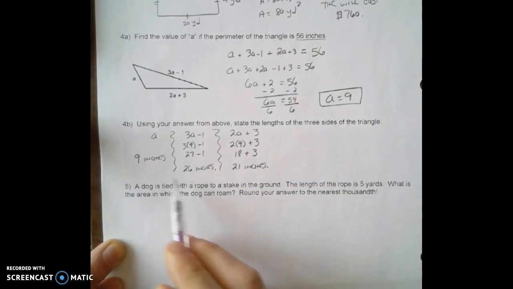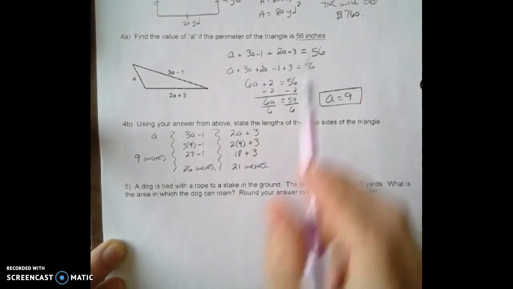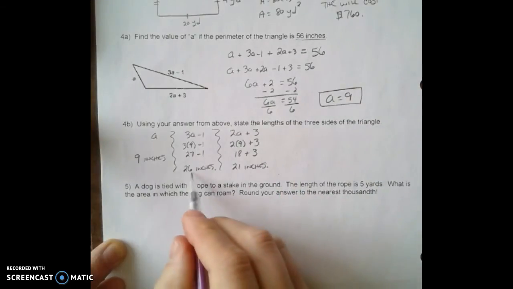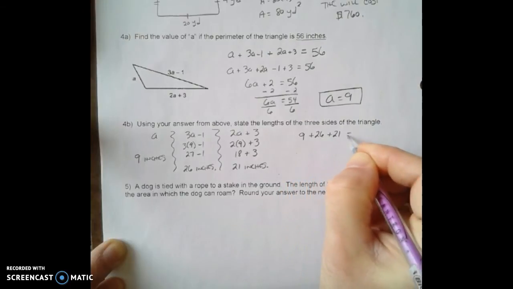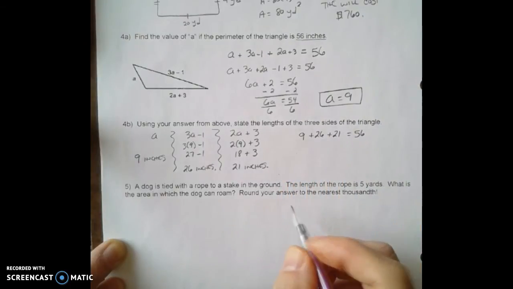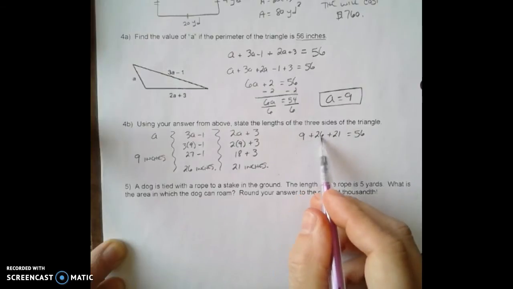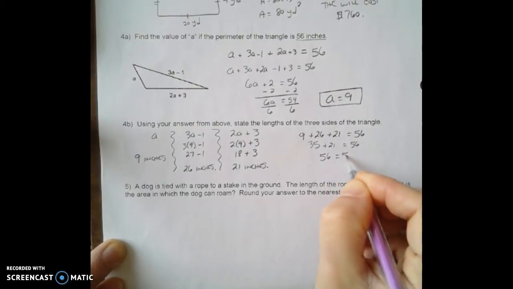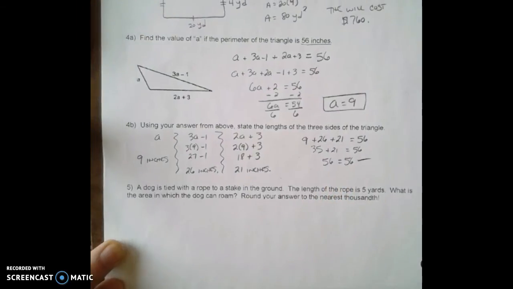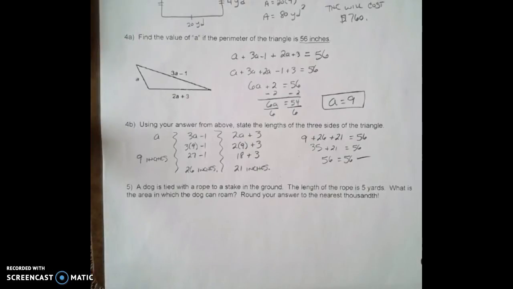So these must be my three side lengths, and I can check it very easily. Remember, they said up here that the perimeter is 56 inches. So if I add these three numbers together, 9 plus 26 plus 21, it should equal 56. Well, 9 plus 26 is 35. And then if I add 35 and 21, well, I do get 56. 56 equals 56, so I know my measurements are accurate.